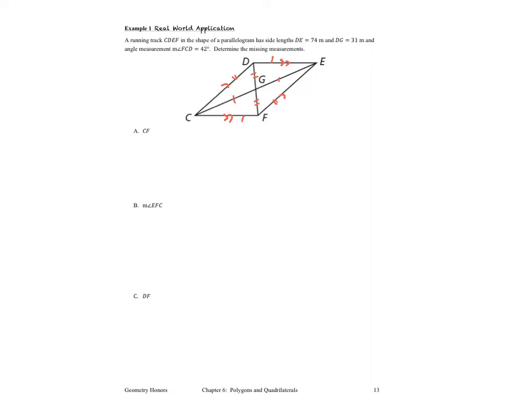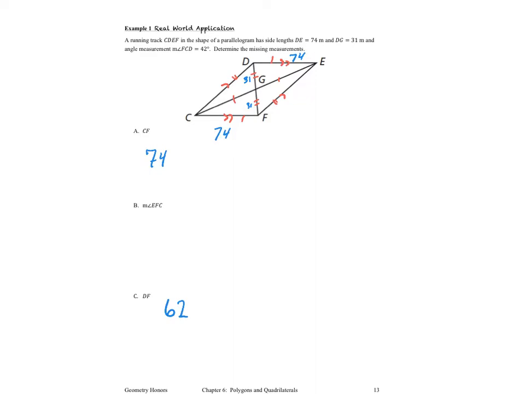A running track CDEF in the shape of a parallelogram has side lengths DE is 74. So if I know DE is 74, I already know CF is 74, which happens to be the first question. And DG is 31. So DG is one of the diagonals, half of a diagonal. So I also know that GF is also 31, and I would know that DF is 62. So let's see if it asks that. It asks DF, which is going to be 62.